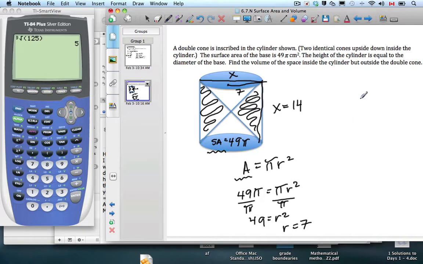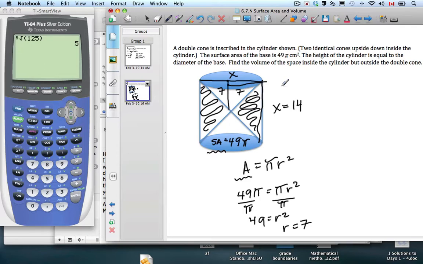So what's the height of one of those cones going to be then? That's a good question. This is their height here. If they're both identical, then they've got to be split in half. This has got to be 7.